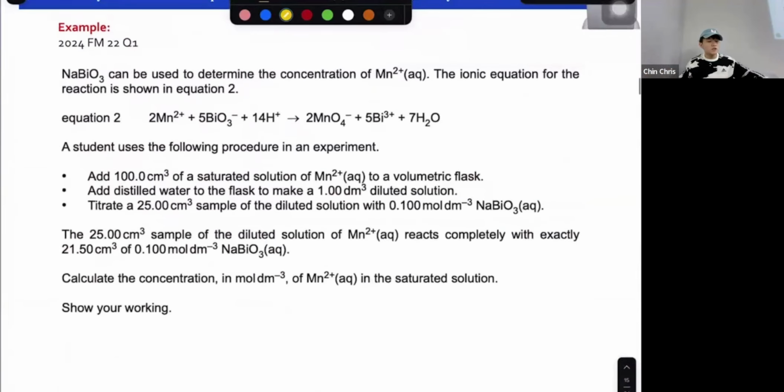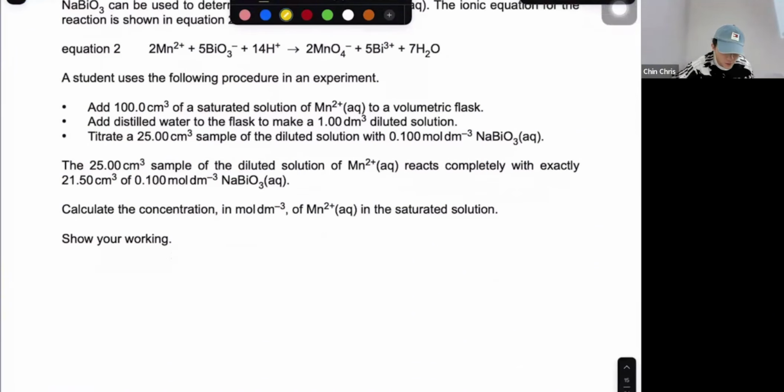Guys, NaBiO3 can be used to determine the concentration of Mn2+. The redox equation is shown here. The student used the following procedure in the experiment: add 10 cm cube. Every time you see a long question like that with a lot of words, I know your mind will just go blank. My advice is to draw out the process so you know what's going on. I will show you how it goes.